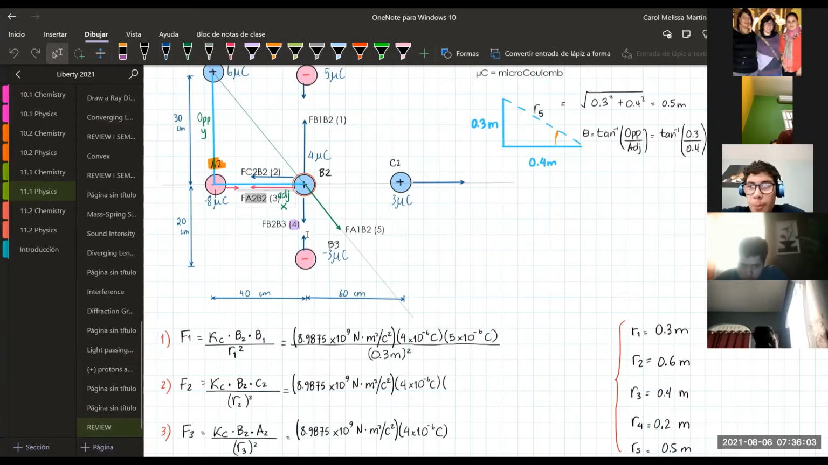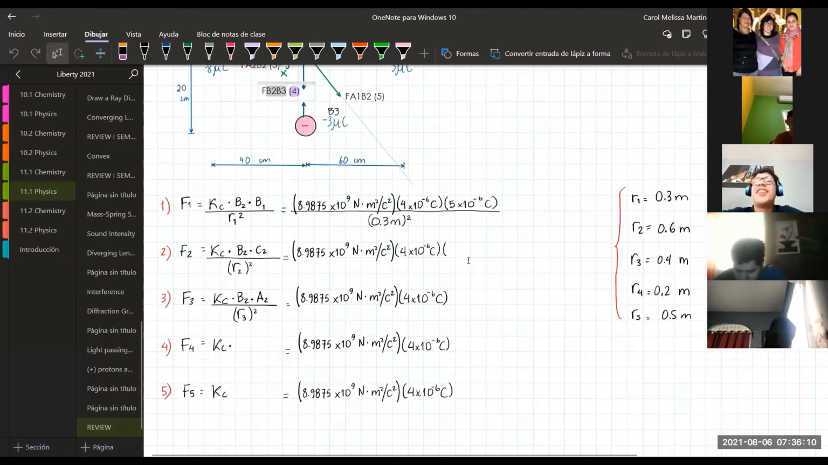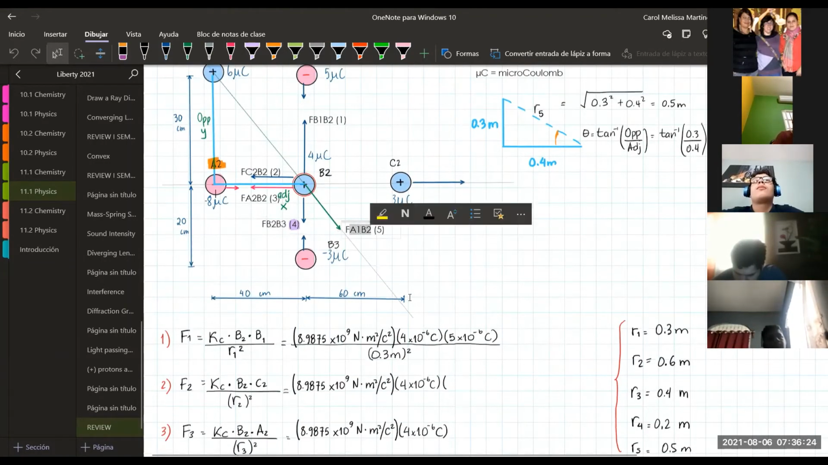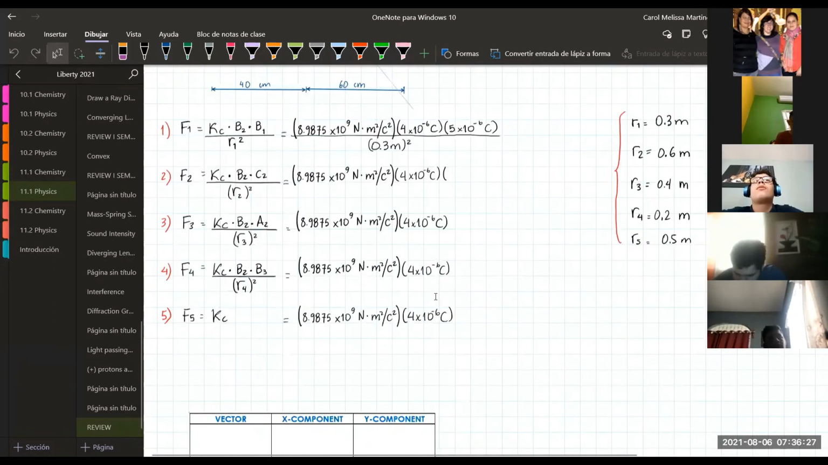Entonces yo voy a multiplicar B2, A2, y voy a dividir entre la distancia R3 to the second power. Esta cuarta fórmula va a ser between B2 and B3. La 4, la fuerza 4 es B2, B3. Entonces aquí B2, B3, dividir entre R4 to the second power. Y la última es between A1 and B2. ¿Ok? Y la voy a dividir entre R5 to the second power. Y aquí voy a poner solo los valores que me faltan. Vayan haciendo la primera y la segunda.